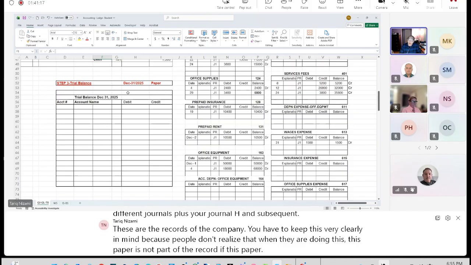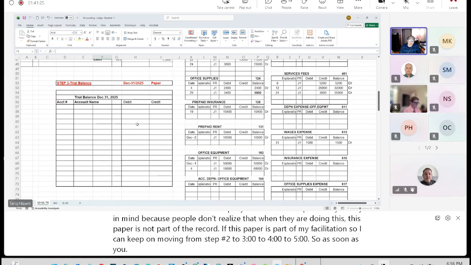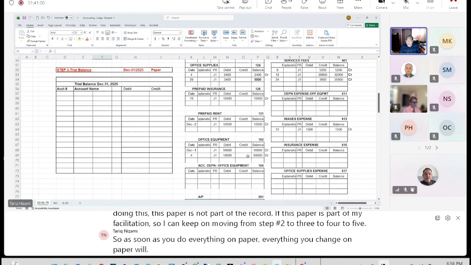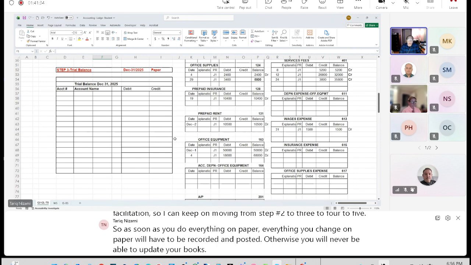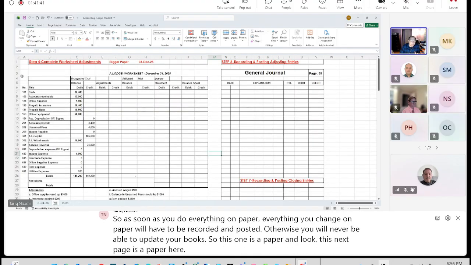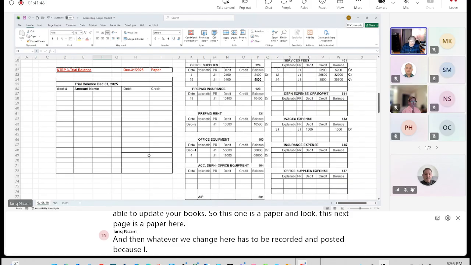This paper is part of my facilitation, so I can keep on moving from step number 2 to 3 to 4 to 5. So as soon as you do everything on paper, everything you change on paper will have to be recorded and posted. Otherwise, you will never be able to update your books. So this one is a paper, and look, this next page is a paper here. And then whatever we change here has to be recorded and posted, because I will show you the sequence.